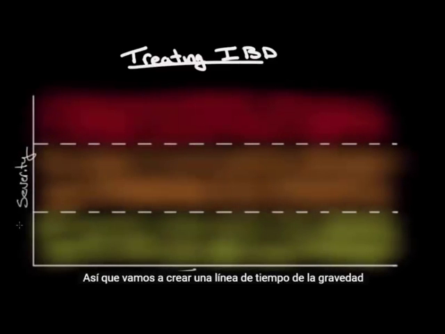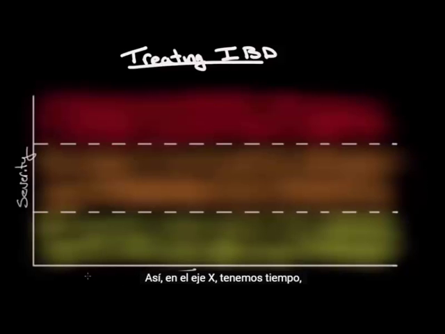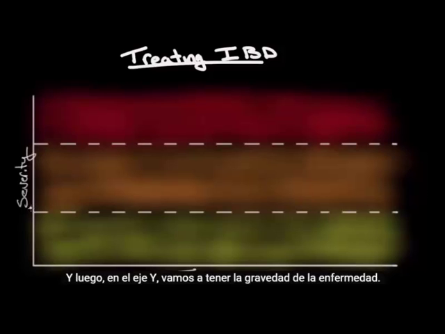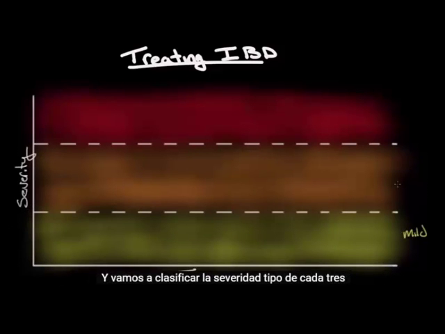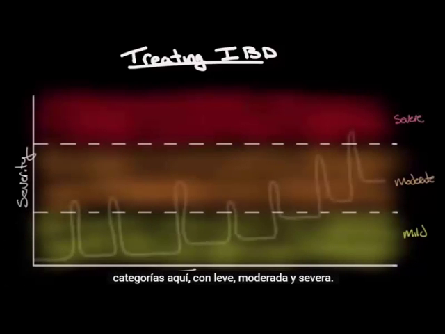So let's create a timeline of the severity of inflammatory bowel disease. On the x-axis we have time, so this is going to be over a period of years to decades, and then on the y-axis we'll have the severity of disease. And we'll classify the severity in three categories here: mild, moderate, and severe.